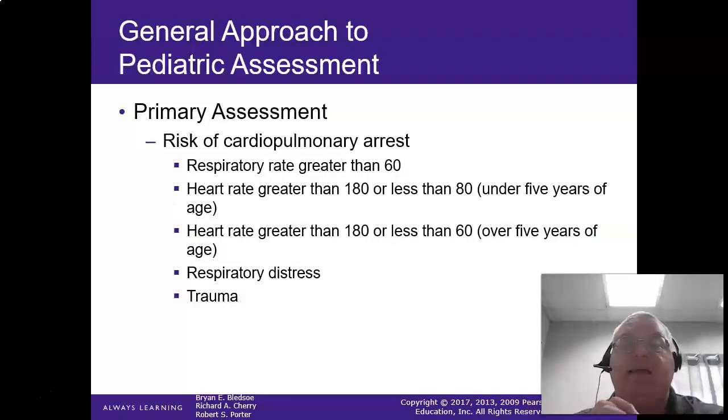So again, things that are going to cause an arrest. Once a child goes into arrest, the chances of you getting them back are very, very poor. So let's prevent them from getting to that stage. If they've got a heart rate of greater than 180 or less than 60, I would be extremely scared. By the way, they can tolerate tachycardia a little bit longer than the adults, but remember, they're burning up oxygen while they're doing that, okay? If their respiratory rate's greater than 60, you've got some problems, okay?